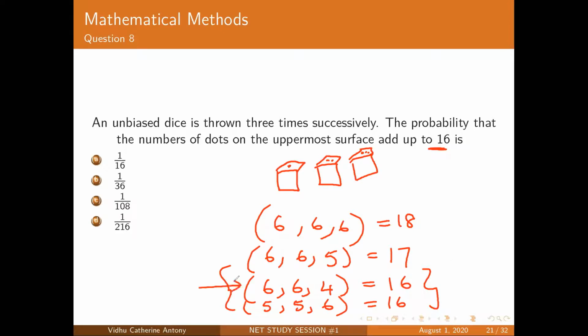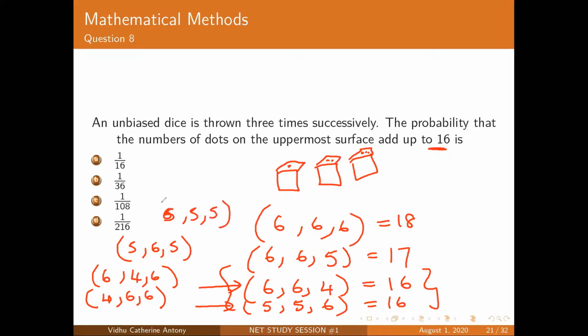But these 3 things themselves can be arranged in 3 different ways. So I can have 6, 4, 6, or I can have 4, 6, 6. Over here I can have 5, 6, 5, and over here I can have, let's say, 6, 5, 5. So these themselves can be arranged in 3 different ways individually. That means I end up having 6 different ways of getting 16.